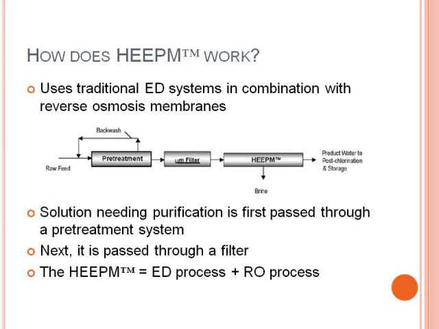How does HEEPM work? HEEPM uses traditional ED systems in combination with RO systems. This picture here shows an overview of the flow of the system. Raw feed water is pushed into a pre-treatment tank, filtered, and then pushed into the HEEPM unit. Here, it passes first through an ED unit using the company's special HEED, or High Efficiency Electrodialysis membrane, and then through an RO system.